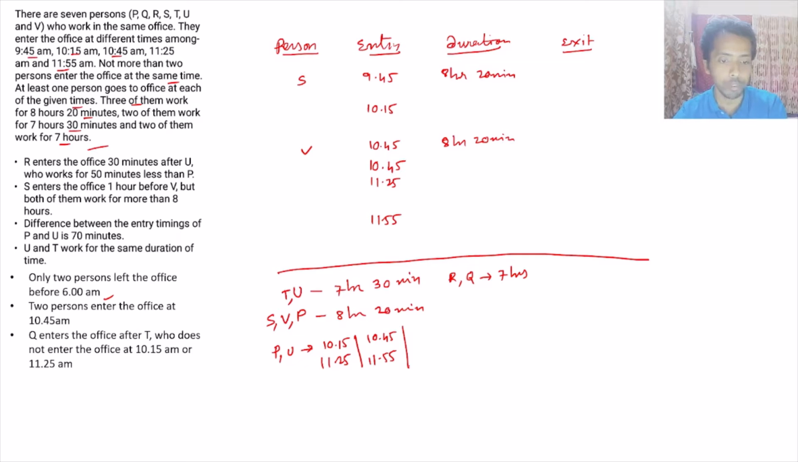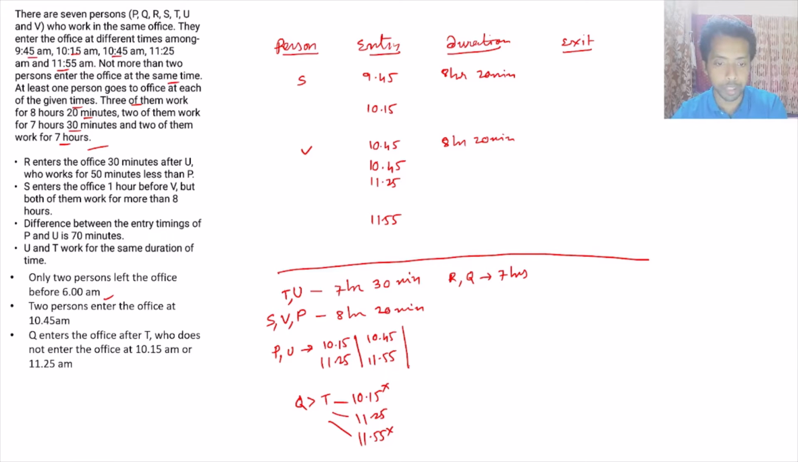Q enters office after T, who does not enter the office at 10:15 or at 11:25. And also 11:55 is not the time for T, because Q enters office after T, and 11:55 is the maximum time after which no timing is given. So at most Q can be 11:55 but not T, right?